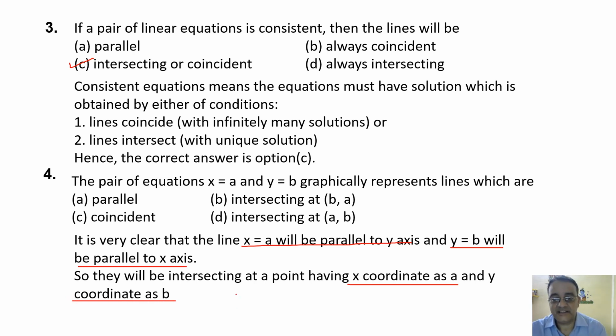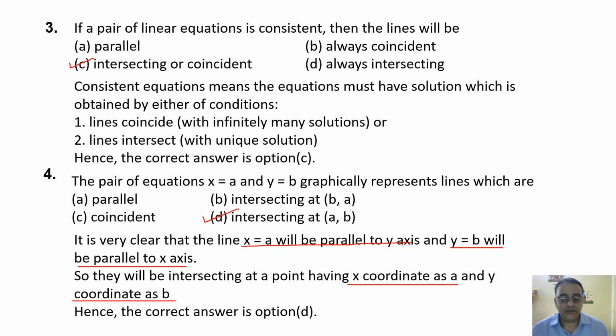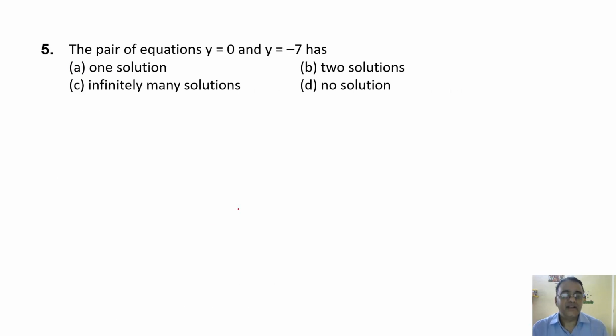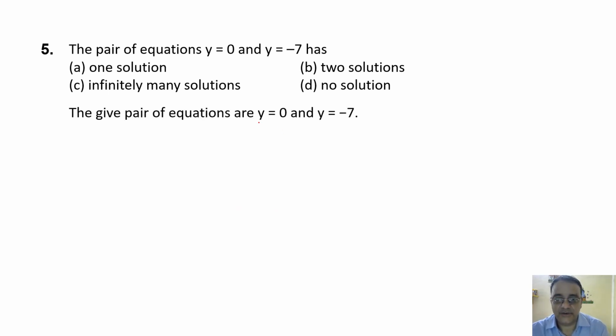Okay, so both will be intersecting at a point having x coordinate as a and y coordinate as b. So which is the correct answer? Option D, right. Very good. Now we are moving toward question number 5. The pair of equations y is equals to 0 and y is equals to 7 has. Now we have to check. Okay, so the equations are y is equals to 0. Y is equals to 0 means it is the x axis.